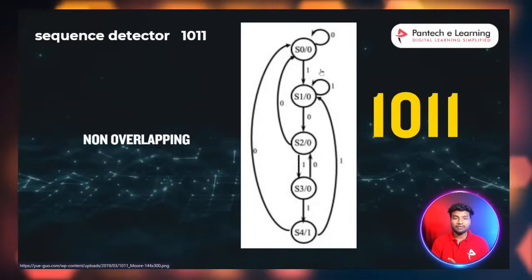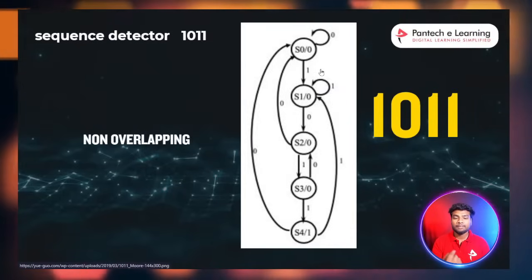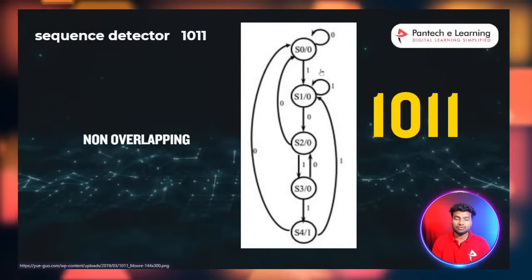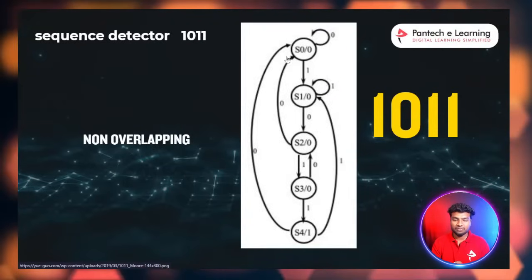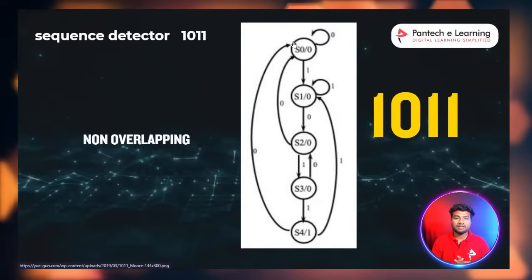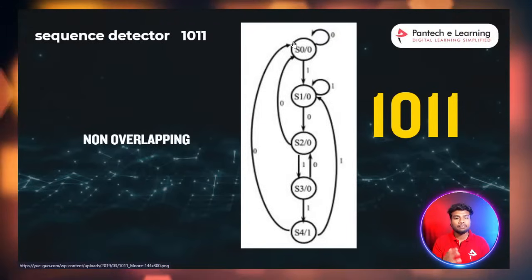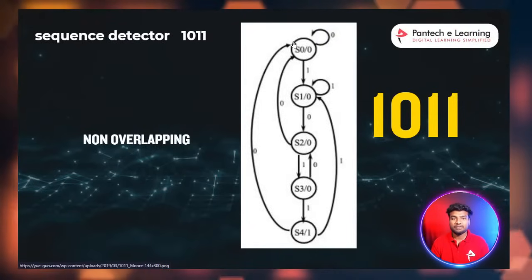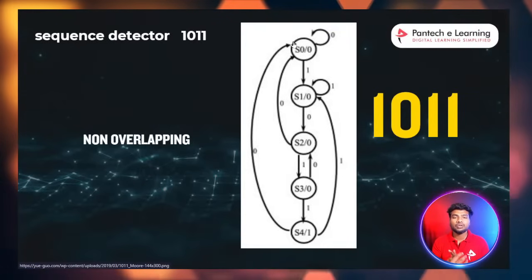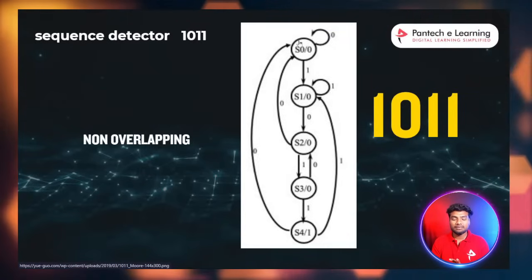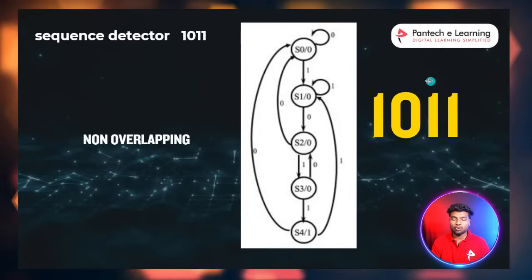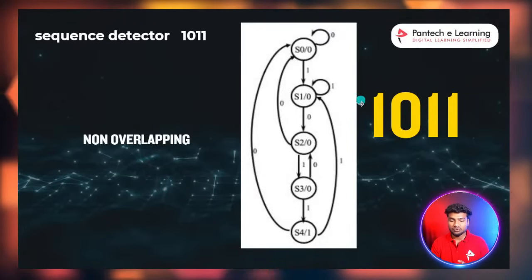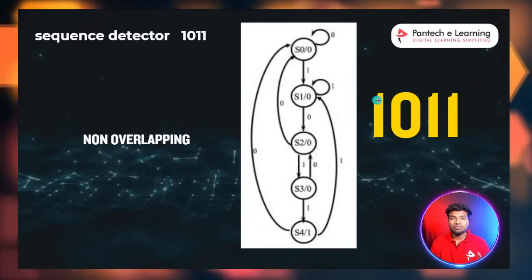I want to detect only the 1 value. For the state transition, if you take the S0 state, when it receives the 1 input, it can move into the next state. If it receives the 0 input, it will stay in the same state. Why? Because I want to detect 1011, so 1 is my first bit to detect.